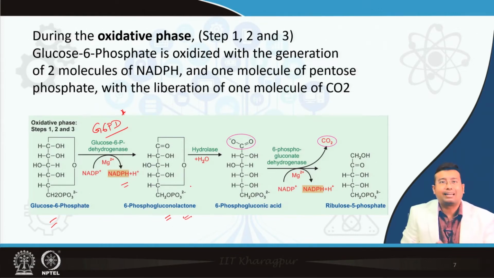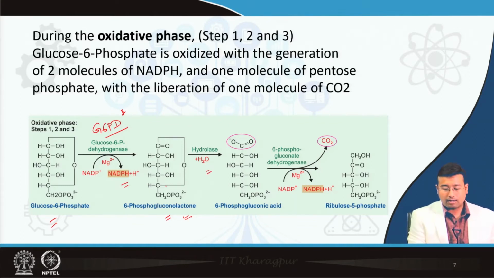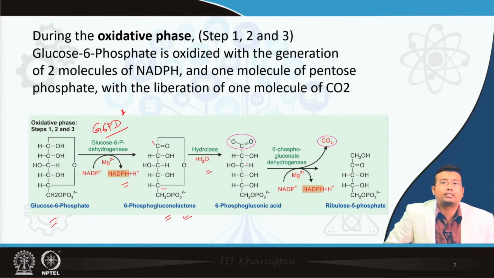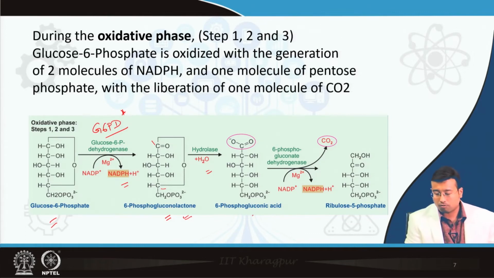In the next step, what happens? There is addition of one water molecule. Okay. So, one water molecule is added. So, simply HOH is added over here, OH is incorporated and here an H is incorporated, and over here we can see the carboxyl group has been added. So, when a compound ends with COO, it becomes an acid. So, this is 6-phosphogluconic acid.